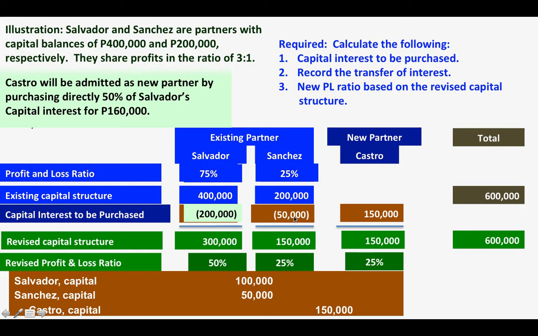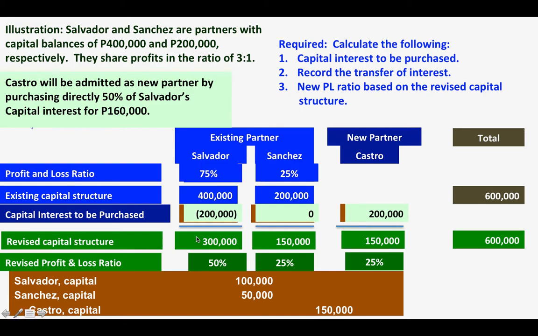And Castro did not purchase anything from Sanchez. So the new partner Castro will be given 200,000. Take note, class, that Castro only paid Salvador 160,000. So the 40,000 difference will not be recorded in the partnership book because the transaction is between Castro and Salvador. Okay? So in that case, Salvador bore the loss of 40,000.